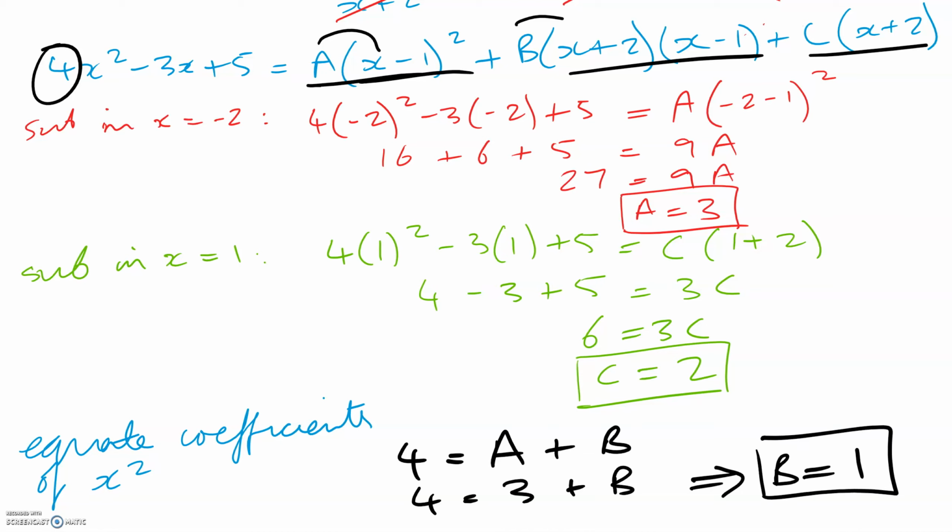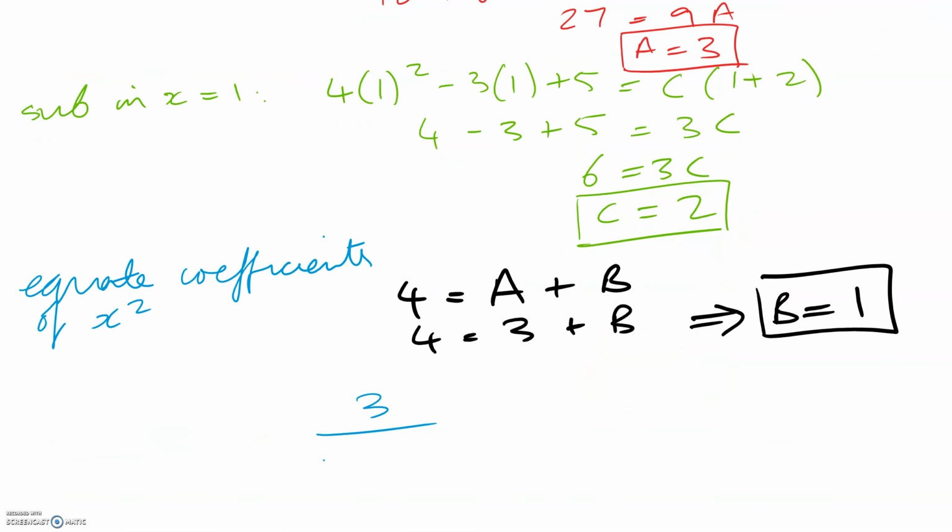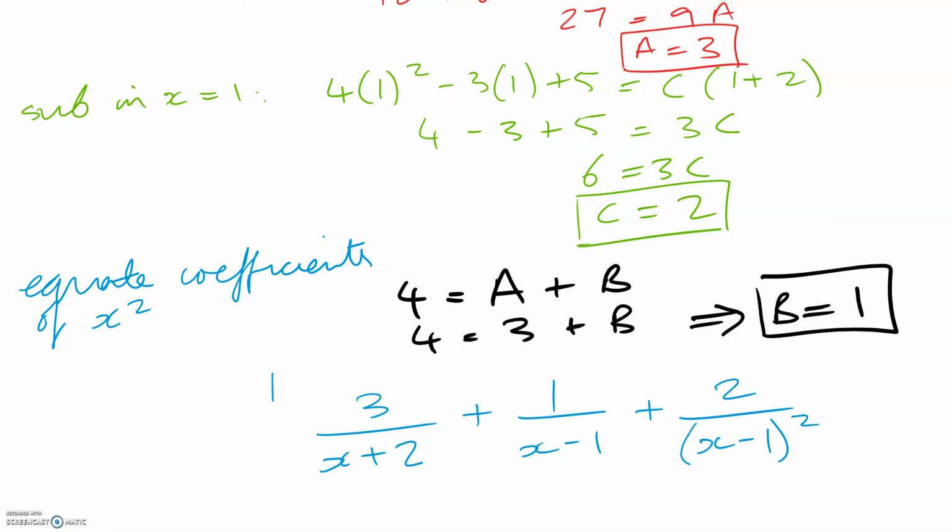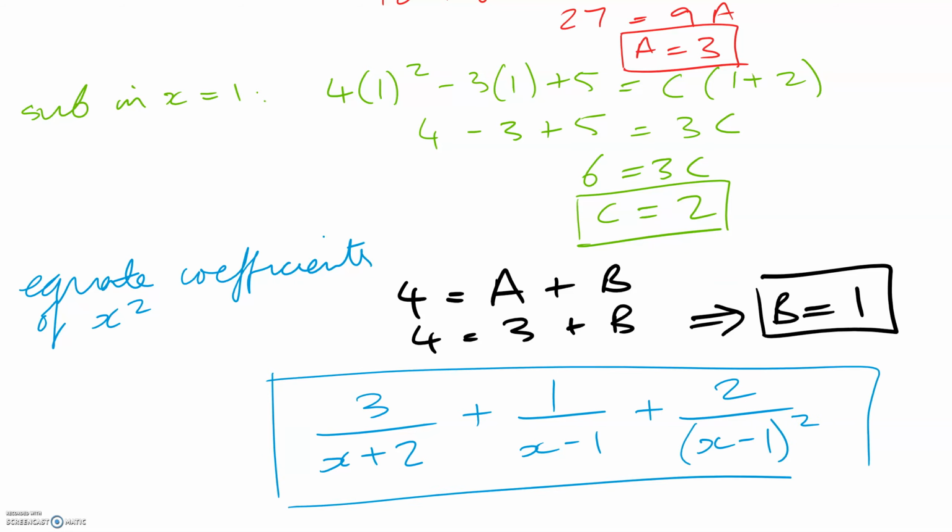So we found out what a, b, and c are now. We can write down our final answer with those in. So our final answer becomes 3 over x plus 2, then plus 1 over x minus 1, and plus 2 over x minus 1 all squared. So that's the final answer to that question.